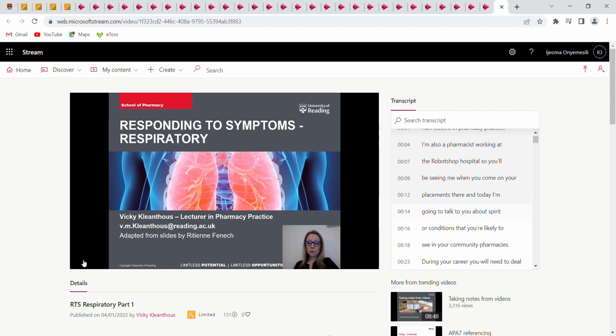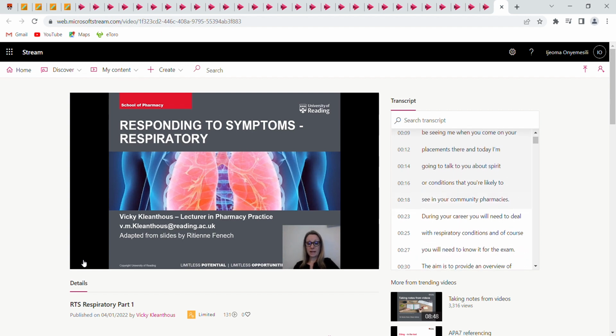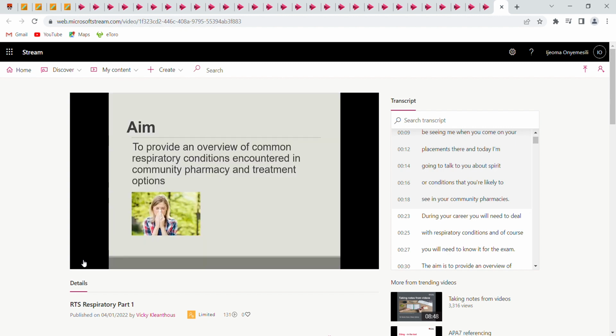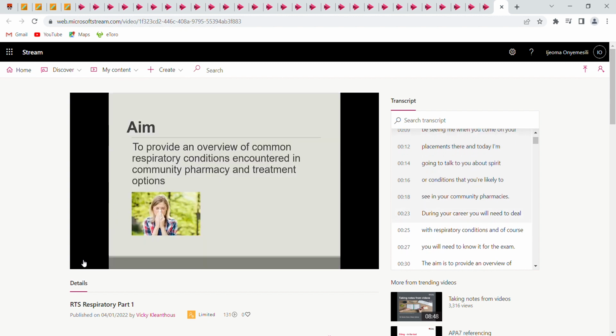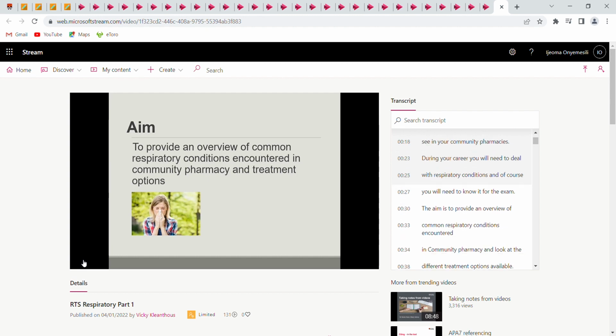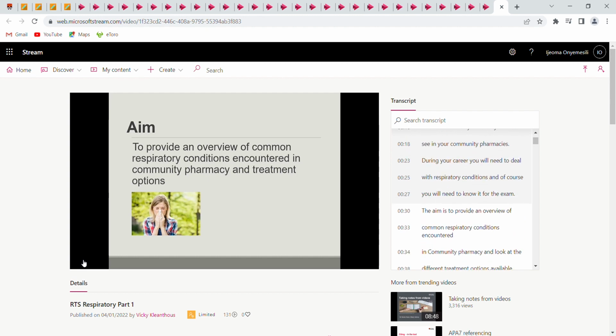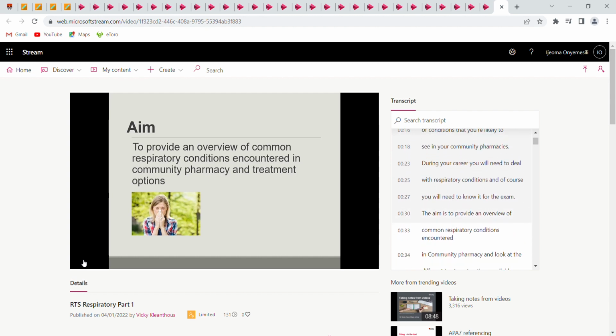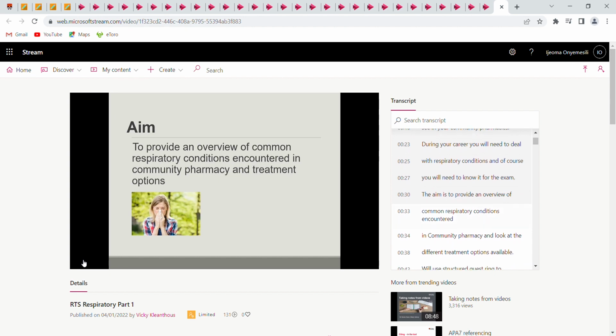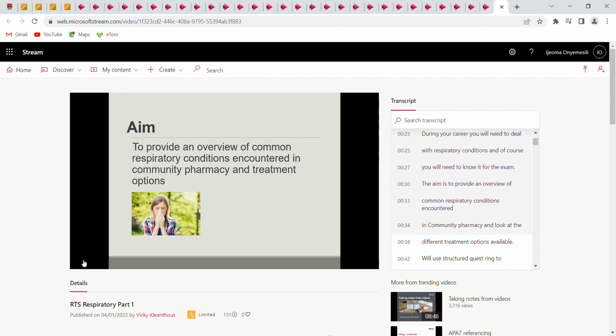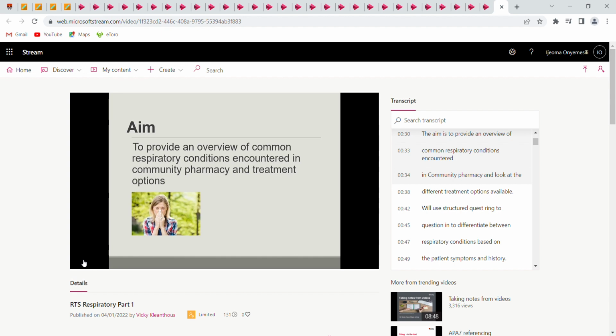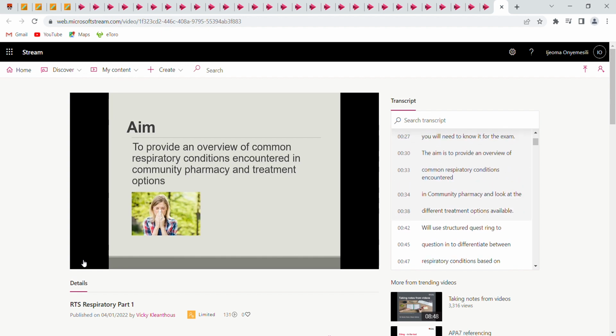And today I'm going to talk to you about respiratory conditions that you're likely to see in your community pharmacies. During your career, you will need to deal with respiratory conditions, and of course you'll need to know it for the exam. The aim is to provide an overview of common respiratory conditions encountered in community pharmacy and look at the different treatment options available.